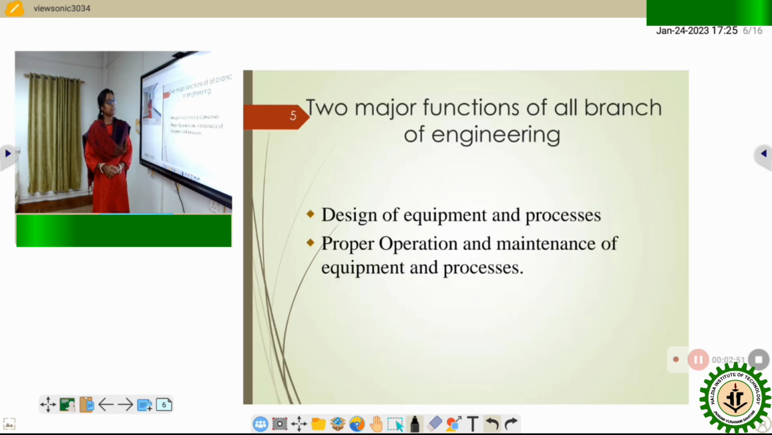The two major functions of all the branches of engineering: as an instrumentation engineer, we are going to design different types of instruments, and when we design a particular instrument, we need to know the different types of parameters associated with it. So basically the design of the equipment, the process involved, and the proper operation and maintenance of the equipment and processes are all related to each other in this particular branch of engineering, that is measurement.